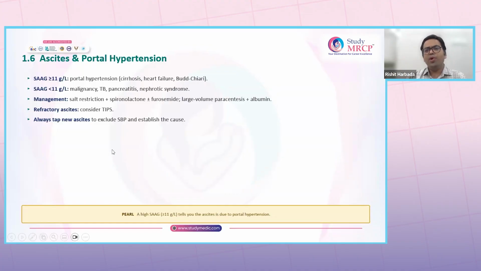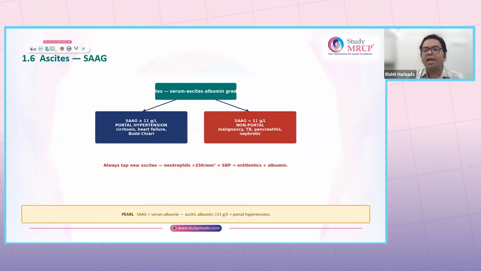And any patient who is presenting with ascites for the first time in the question, always tap. That is very, very important. And always remember that SAAG more than 1.1, immediately it should go in your mind that it's portal hypertension. So SAAG more than 1.1, portal hypertension: 3 causes you should remember: cirrhosis, Budd-Chiari, heart failure. SAAG less than 1.1, non-portal: causes are malignancy, pancreatitis, TB, and nephrotic syndrome.